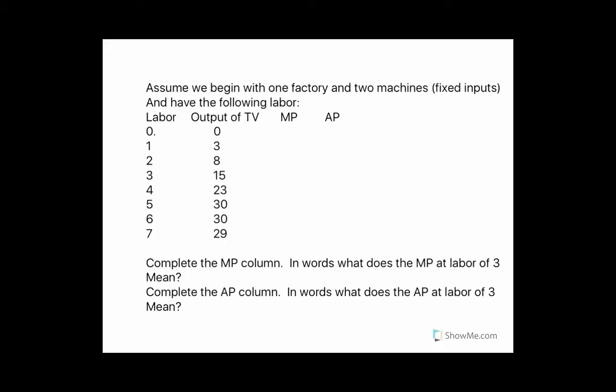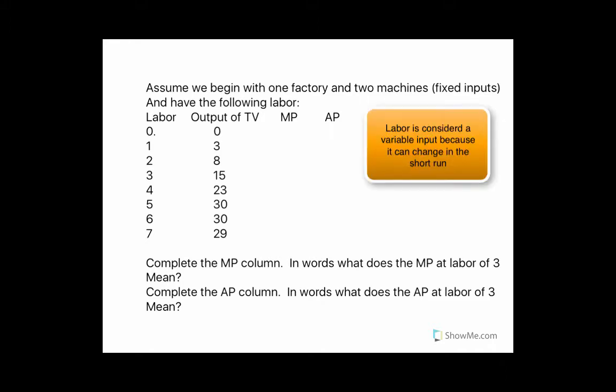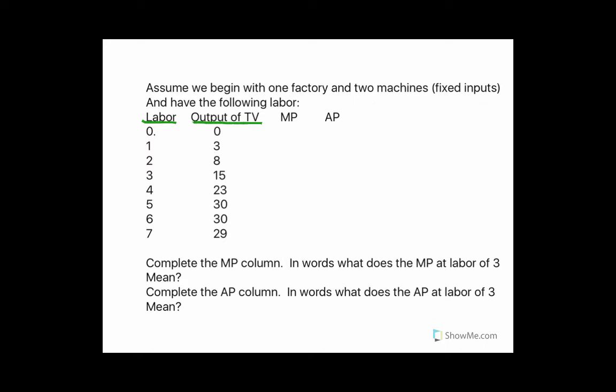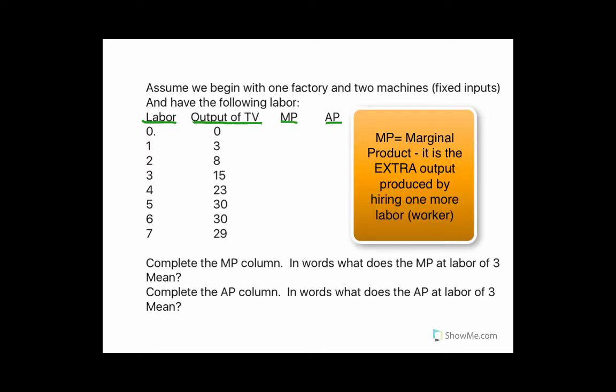So here we have an example problem. It tells us, assume we begin with one factory and two machines, and these are fixed inputs. And we have the following labor, and then we have this table. For each value of labor, or number of workers, we have a certain level of output, and we're producing TVs here. So then we want to do two things. We want to fill in the marginal product column and the average product column.